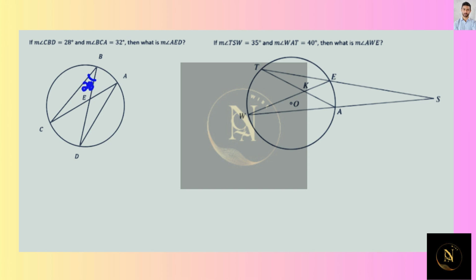If the measure of angle CBD was 28 and the measure of angle BCA was 32, we want to know the measure of angle AED.